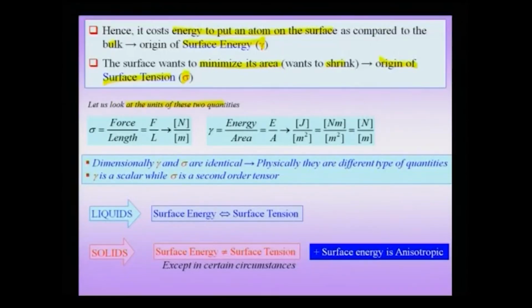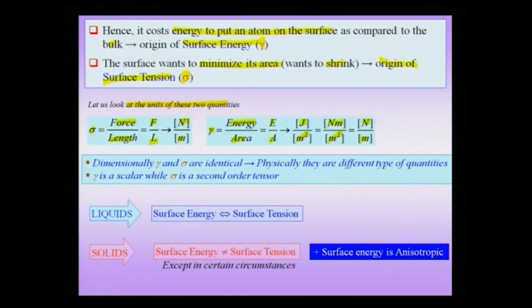The seed for this kind of misconception or equivalence comes from the fact that if I track the dimension of the surface stress or surface tension, it is force per unit length, F by L, and the units turn out to be Newton per meter. The units of gamma, my surface energy, is energy per unit area, which is E by A, energy being in joules, area being in meter square, and joules is Newton meter. Therefore, units of gamma is Newton per meter, which is exactly identical to the units of surface tension.